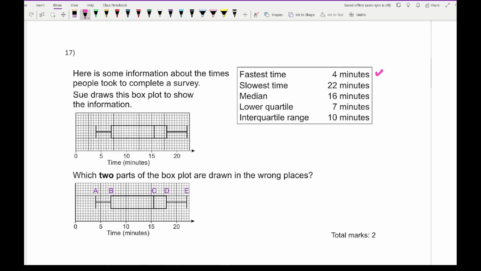The slowest time is 22. Every little box represents a half, so 2 boxes include 1, so that's 22, and that's fine. The median is 16, that is incorrect. The lower quartile is 7, and then to find the upper quartile, well, the upper quartile is the lower quartile plus the IQR, in which case that therefore is wrong. So the 2 values that are wrong are going to be C and E.